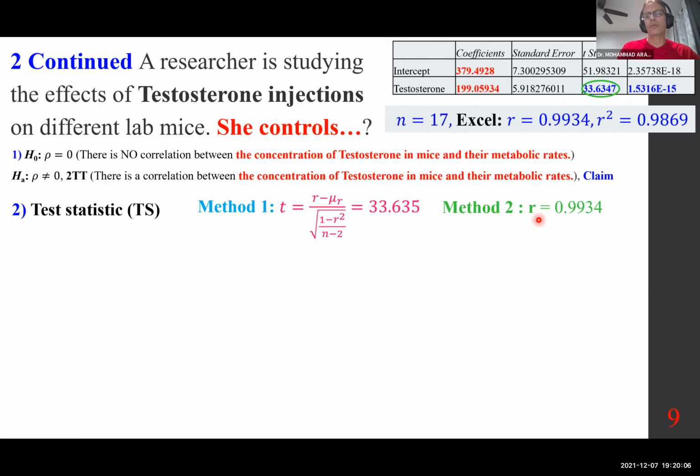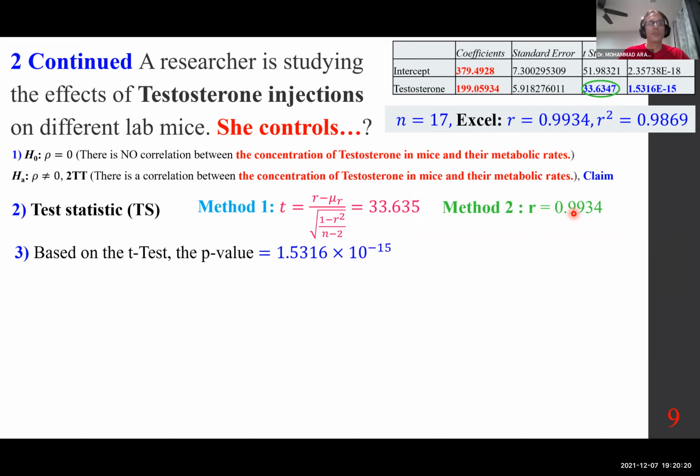As far as method 2, you just use R. Again, you have that one also. The next one is the critical value. However, technology gives you the p-value. Based on the t-test, the p-value is found here. So when we see this number and then e minus 15, that means times 10 to the power of negative 15, which is practically 0. It means from this decimal, go to the left 15 places, practically 0.